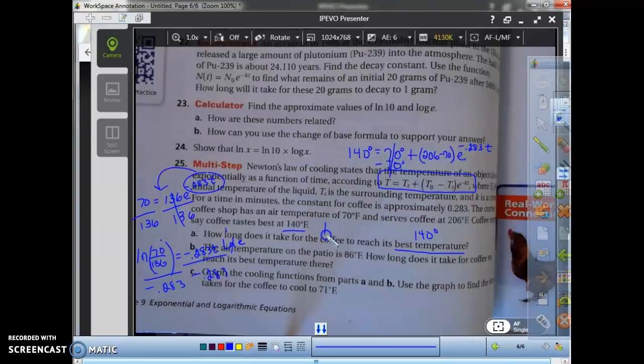The time that it will take will be ln of 70 over 136 divided by negative 0.283. Now you just do that in your calculator. I did that. Will we ever be given something like that, where it was asked to solve for, like, the starting temperature?